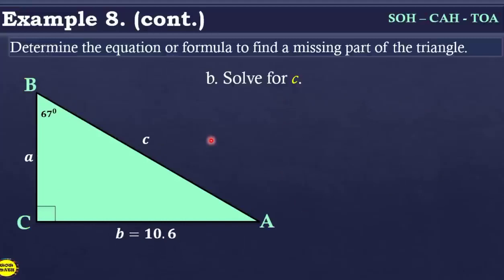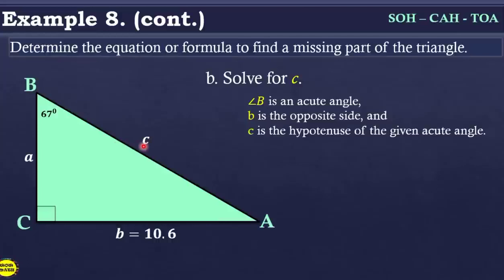Next, so let's solve for C. So, kanina A, ngayon C. So, ang given natin is yung angle B, which is an acute angle. And then, ano pang merong given? Your side B, which is the opposite side. Bakit opposite side? Kasi since ito yung may given tayo, anong relationship niya doon? Opposite side. Okay? So, since C, ano naman ang meron kay C at kay B? So, adjacent, ano siya? Hypotenuse. Okay? So, hypotenuse siya ng given acute angle.